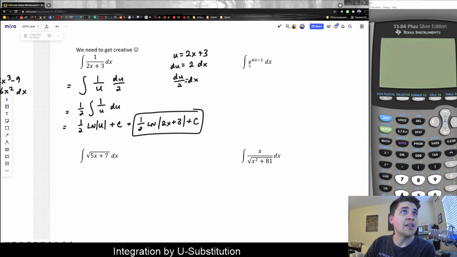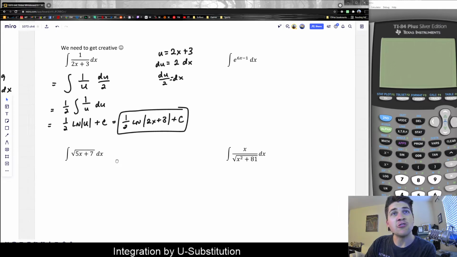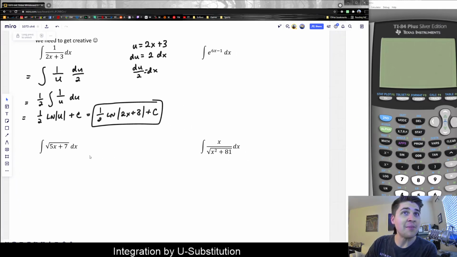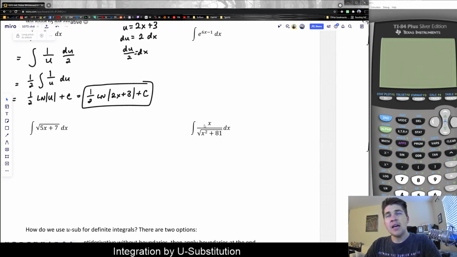Similarly, say we wanted to know the antiderivative of 6x minus 1 or 5x plus 7, it would be very similar. And I'll let you try those two on your own. But you should just end up getting a 1/5 and a 1/6 out front as the only difference in those examples. Let's look at one more.